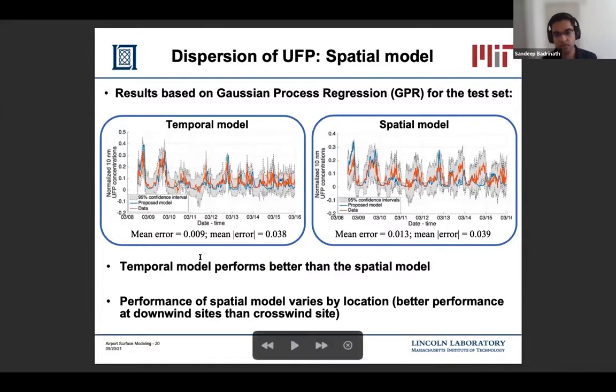And what we found out was that the temporal model performs better than the spatial model because we are essentially training and testing on the same monitoring site. But the spatial model is more general, it'll be more helpful. And we also found out that the spatial model performs better in the downwind sites than the crosswind sites because of the wind pattern. But the key takeaway from this is that the ultrafine particle concentration data is a good signature for aviation traffic or aviation emissions, and we can model ultrafine particle concentration as a function of the traffic and other meteorological data.